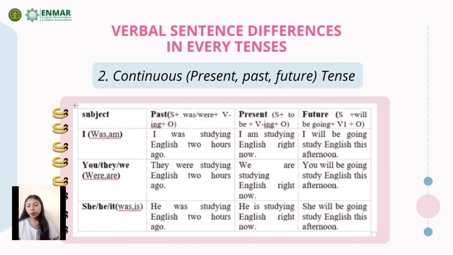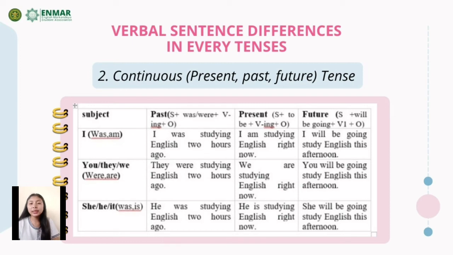And now we move into continuous tense. Same like simple tense, continuous tense includes past, present, and future tense. Start from past continuous tense.